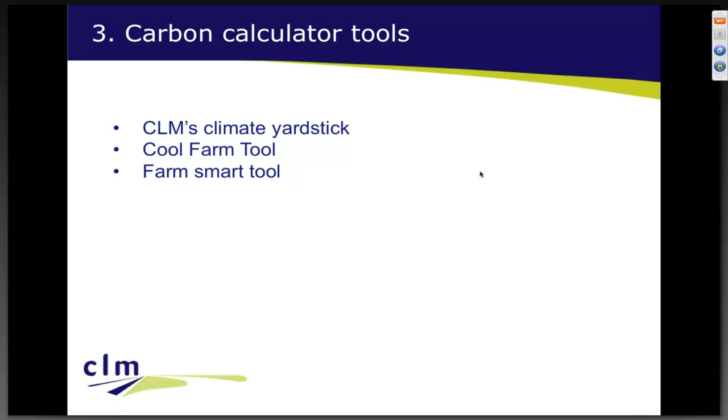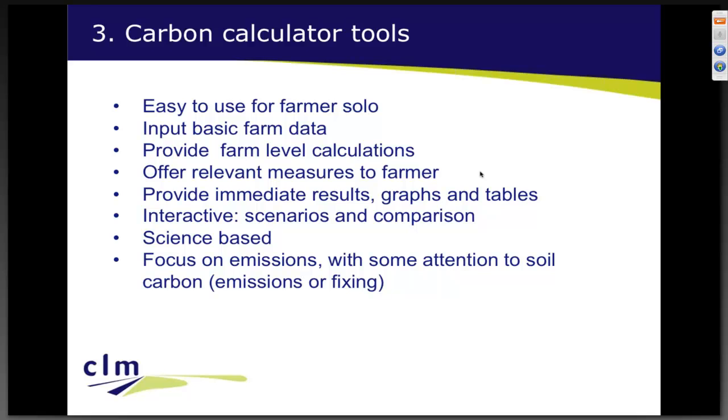I'm moving to the carbon calculator tools, and I'm aware that I'm spending a lot of time, so I'm moving along quickly. There are 3 tools I'm going to have a look at, and the most important one is the Cool Farm tool, because that one is international and broadly supported. So I'm flicking through the other ones as being less important. CLM's Climate Yardstick. Oh no, before I do that, this is what the tools do and what they should do. It should be easy to use for the farmer. Without an advisor, he should be able to work with it himself.